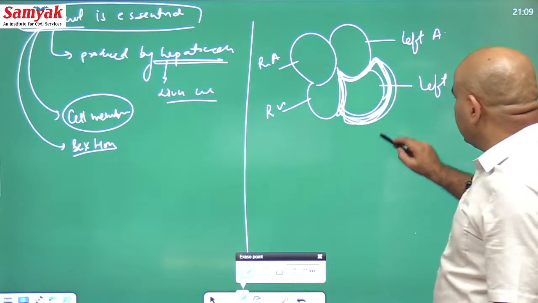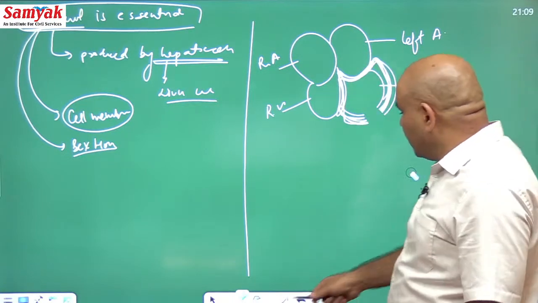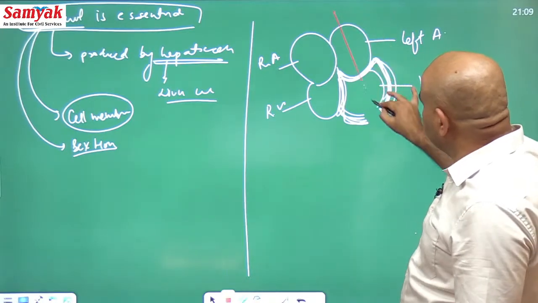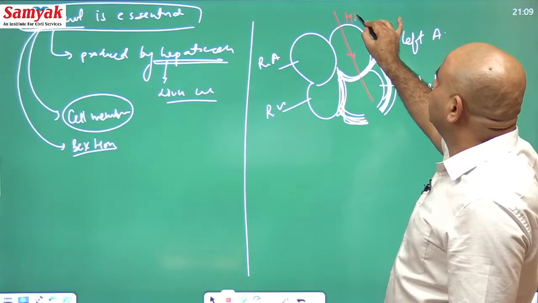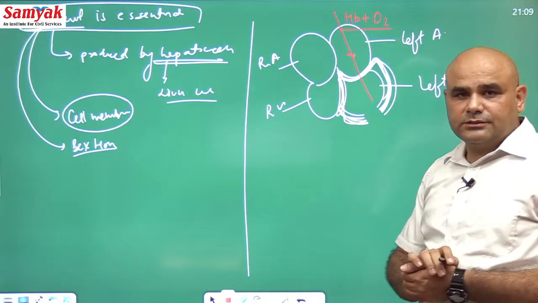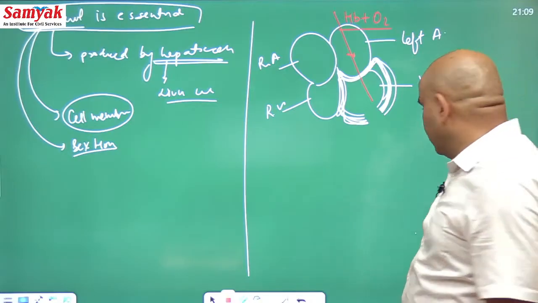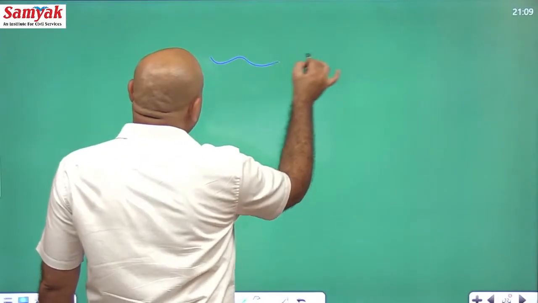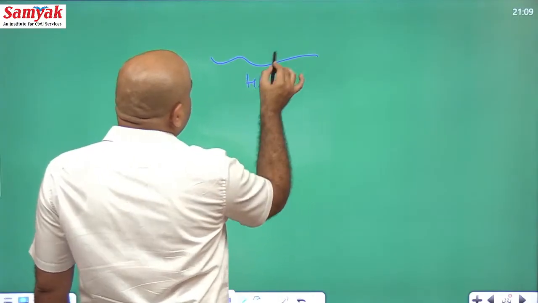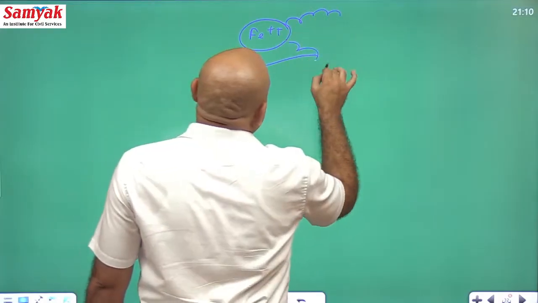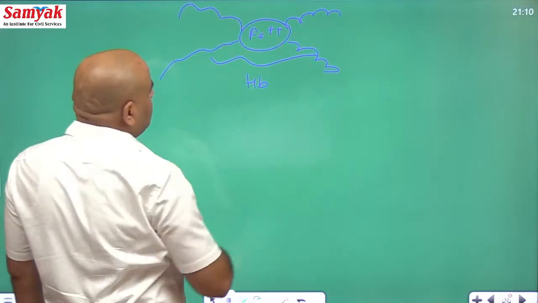Now from this left atrium, the oxygenated blood, always remember there are 2 types of blood. One is oxygenated blood. Oxygenated blood means the hemoglobin of this blood is attached with oxygen. That's why it is oxygenated blood. Remember one thing, that the color of hemoglobin is blue. The color of hemoglobin is blue. In hemoglobin, I told you yesterday, ferrous iron is there and there are 4 chains of amino acids.